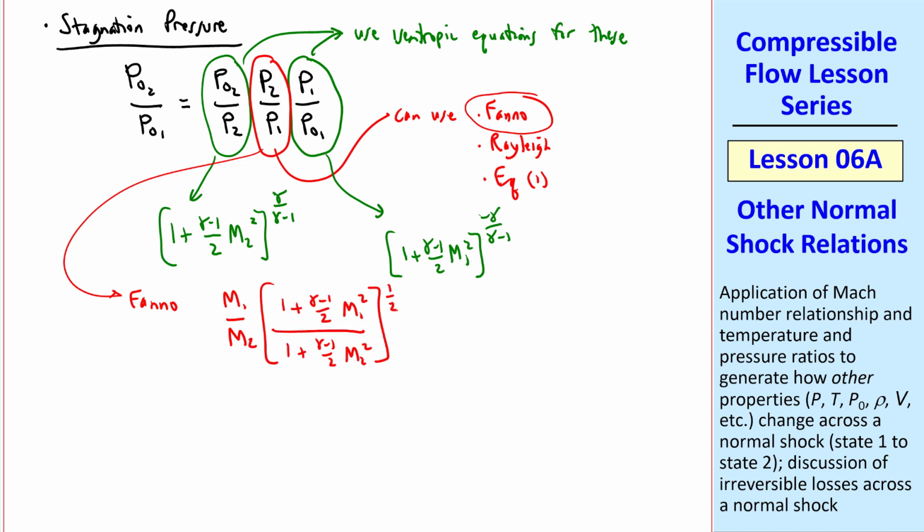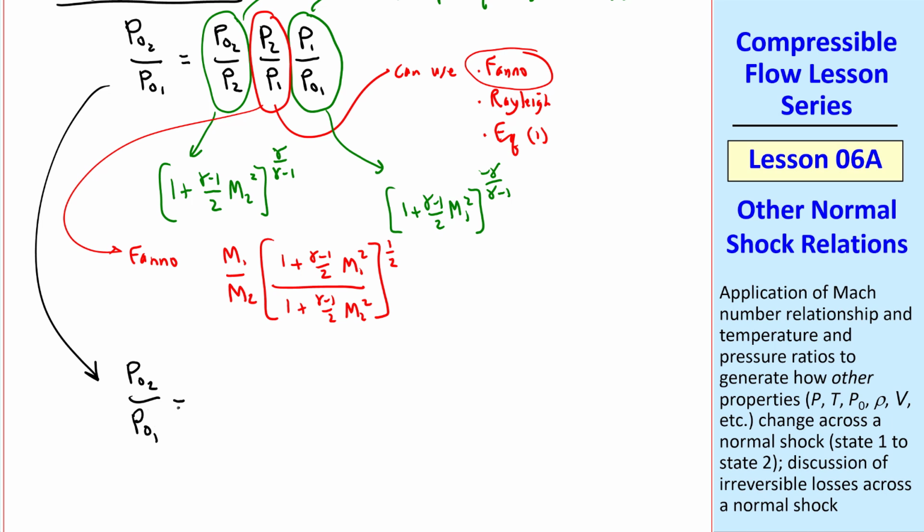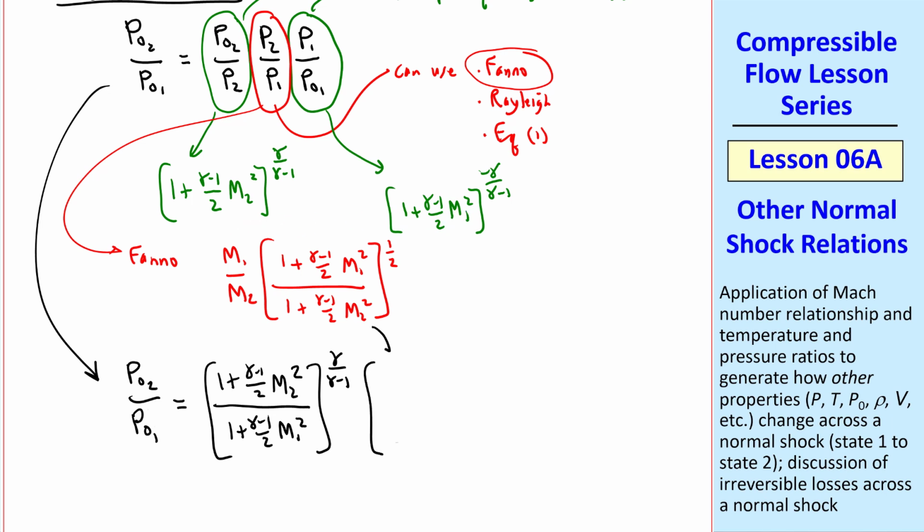And the reason I chose Fano was that this grouping of terms is the same as this, and this grouping is the same as this. So when we multiply these together, we can combine the exponents. Namely, P02 over P01 is (1 plus (gamma minus 1)/2 M2 squared) over (1 plus (gamma minus 1)/2 M1 squared), to the gamma over gamma minus 1, combining these two terms, and then rewriting this with an exponent of negative 1/2 times M1 over M2.